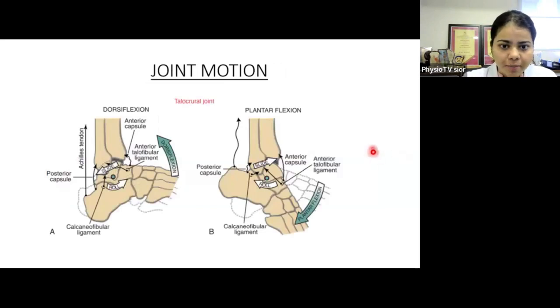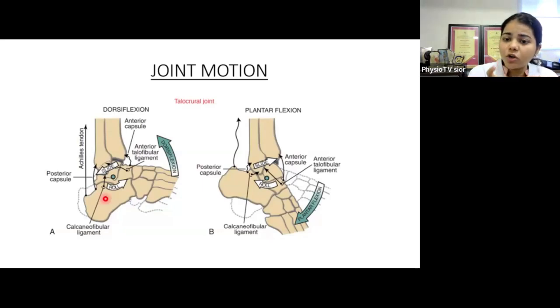Moving to the joint motion. Now in non-weight bearing, I have my concave and convex. Now this is in non-weight bearing position, it's my talus which is going to move, which means it's going to roll forward and it's going to slide posteriorly. It is seen that in this position, my calcaneofibular ligament, which is here, and my posterior capsule and all the posterior tissues are going to be taut, because there's a posterior glide, there is going to be a taut or a stretch on these structures during dorsiflexion.